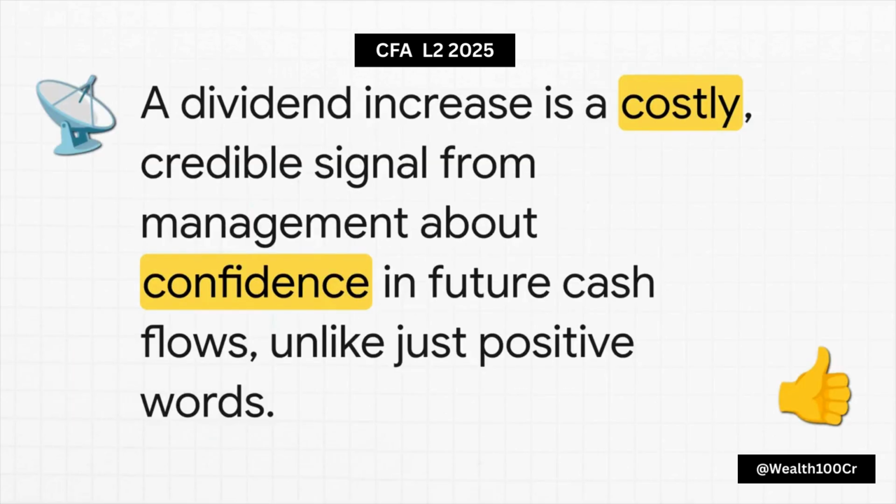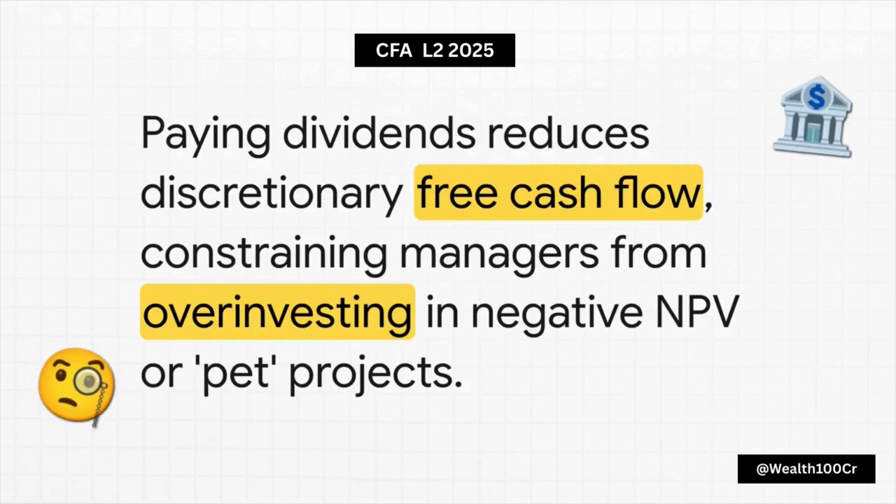Next up, this directly tackles that information asymmetry problem. Think about it. A press release from management is just talk. It's cheap. But a dividend increase, that's a costly signal. When a board commits to a higher payout, it's a powerful way of showing the market, hey, we are really confident about our future cash flows. And they do it precisely because they know how badly the market will punish them if they ever have to take it back.